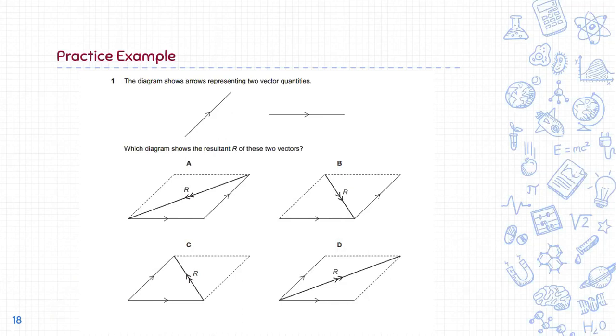The resultant would also be towards the right, moving to the top. What we're going to simply do is complete the parallelogram, and by that we'll get the answer, which is B.